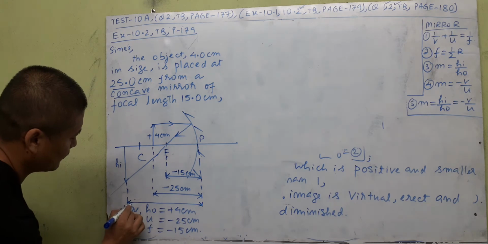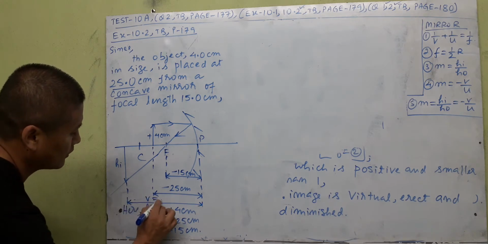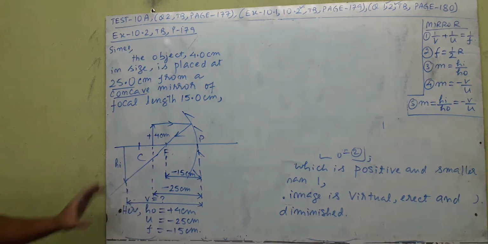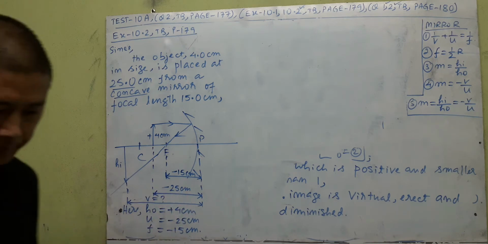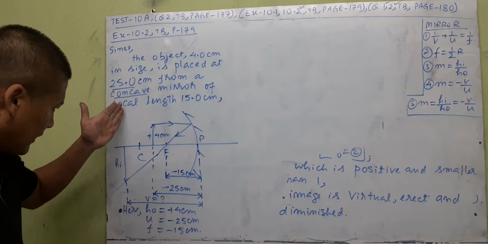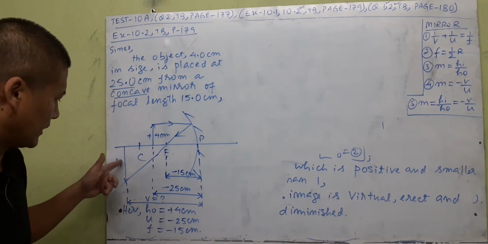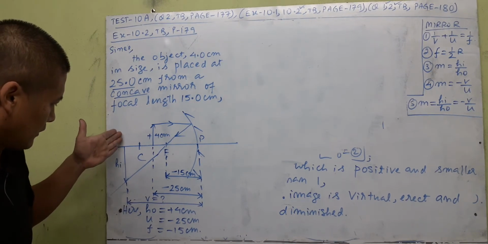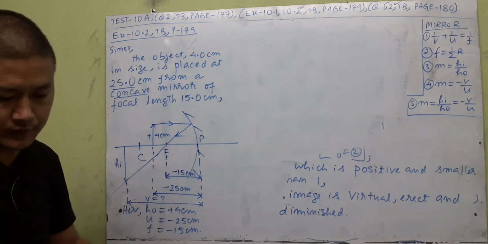The distance between pole and image, V, we also don't know. The question is asking us, this one we have to find out. Go back to the question. This is the distance where you have to put a white piece of cloth screen, then you'll get this image. So this distance of the screen from the mirror, that's what they're asking.